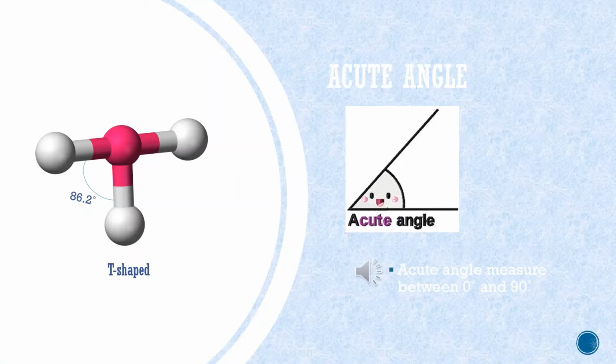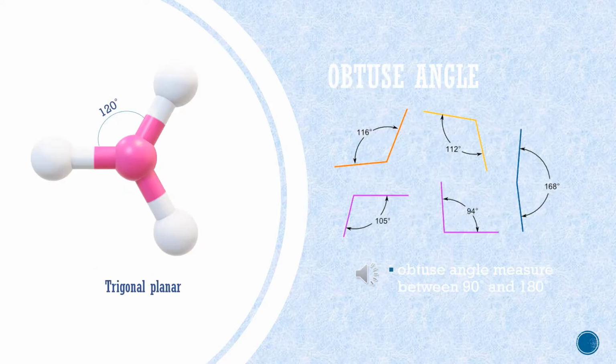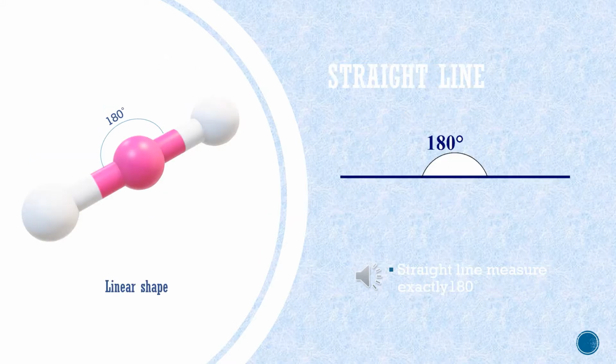Acute angle measure between 0 degrees and 90 degrees. Right angle measure exactly 90 degrees. Obtuse angle measure between 90 degrees and 180 degrees. Straight line measure exactly 180 degrees.